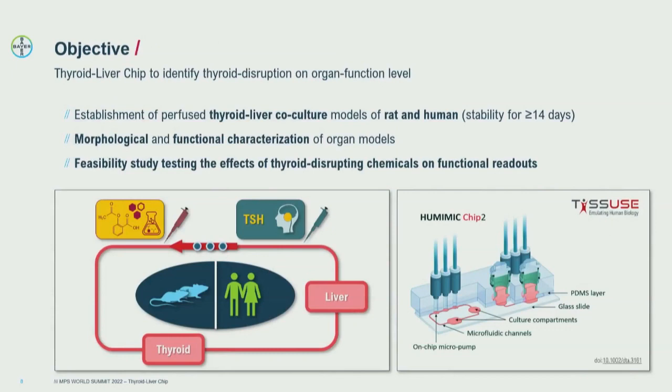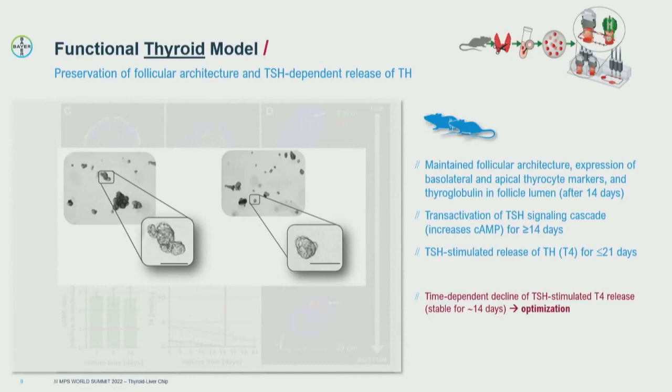We therefore aim to establish and characterize a thyroid-liver chip for rat and human to identify thyroid disruption. I will also show you some feasibility data for both these direct effects on the thyroid and indirect effects. And we decided to use the TissUse HUMIMIC Chip2 platform, as it can harbor both organs and bring them together in one perfusion system. As we do not have a pituitary in here, of course, we had to supplement the TSH. Now to the data you can see here.